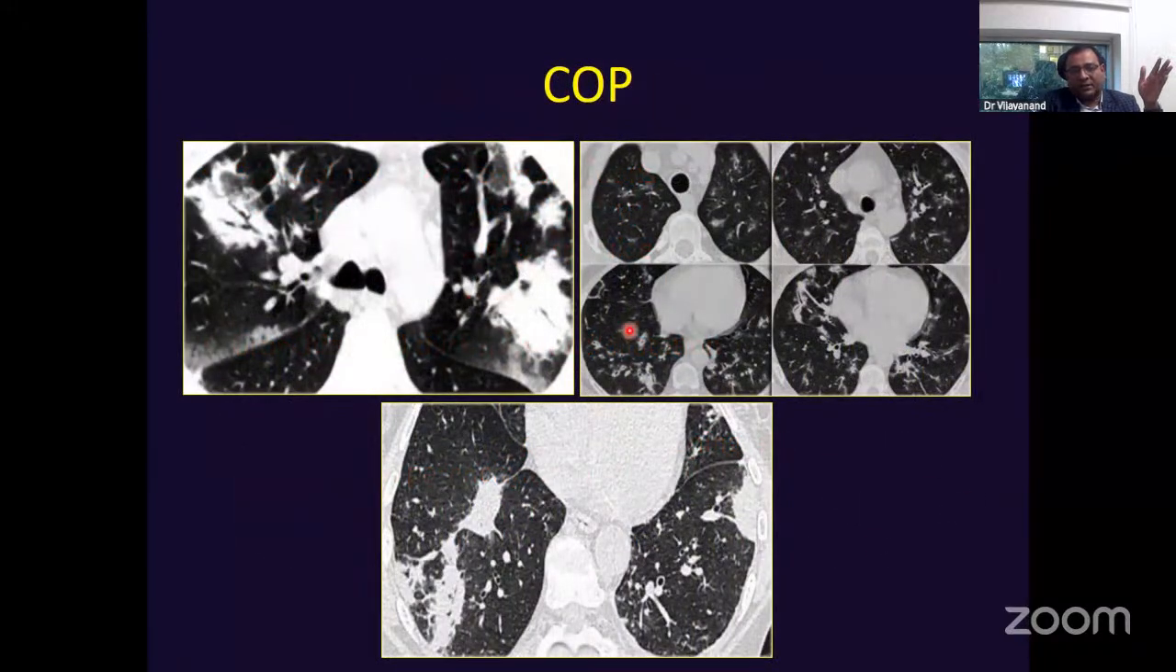This is a picture where you can see multiple irregular masses. In addition, you can see small patchy irregular opacities, septal thickening, irregular small nodular and fluffy opacities. There are also septal thickening and peripheral consolidations, and these consolidations can show vanishing.